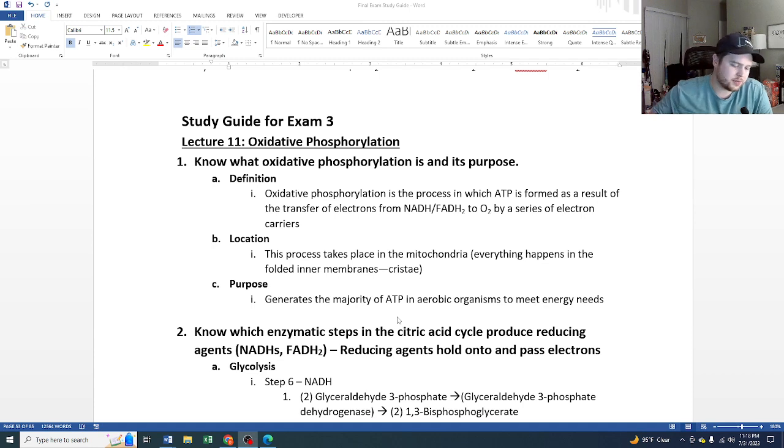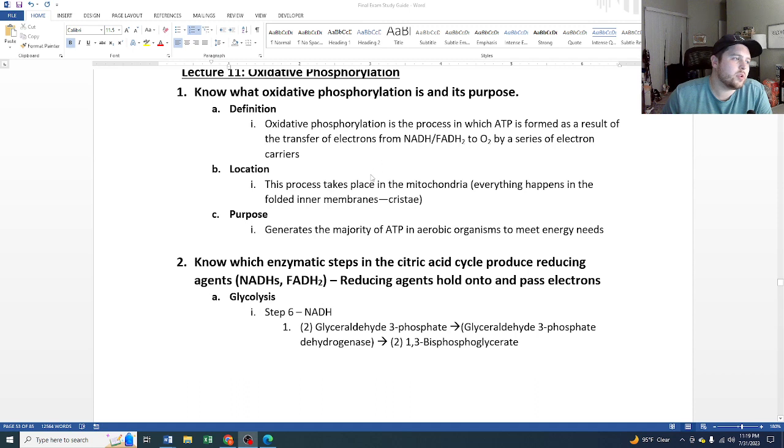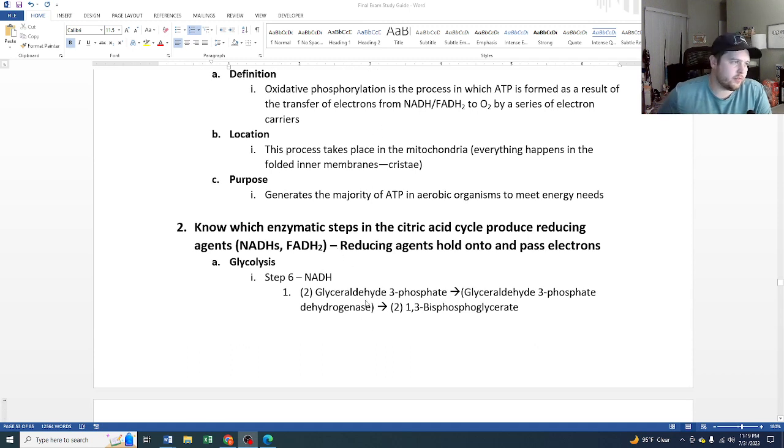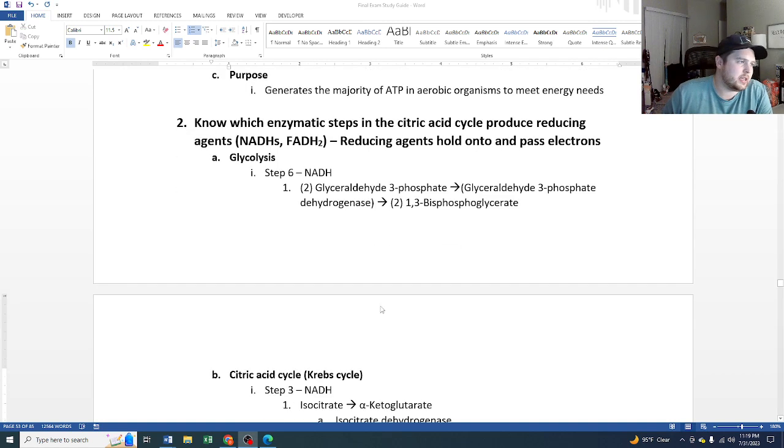Oxidative phosphorylation is the process in which ATP is formed as a result of transferring the electrons from NADH and FADH2 to oxygen through a series of electron carriers. This takes place in the mitochondria, specifically in the inner membranes or the cristae. The purpose is to generate the majority of ATP in aerobic organisms to meet our energy needs.